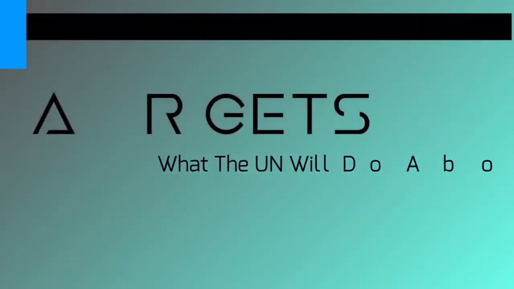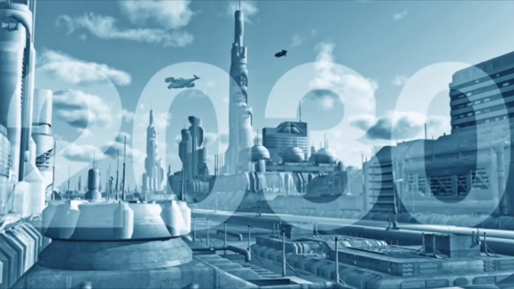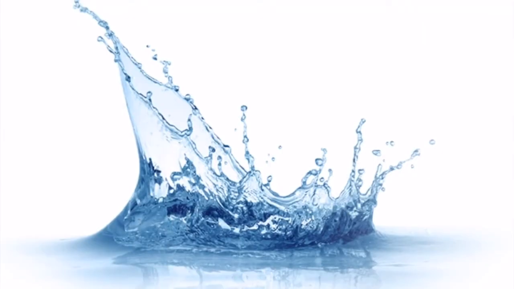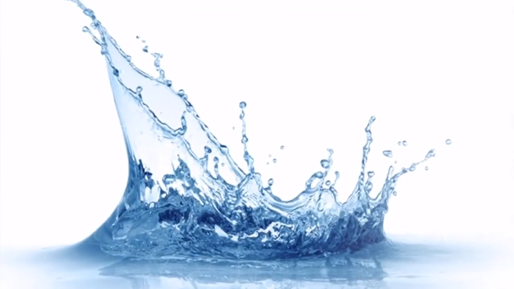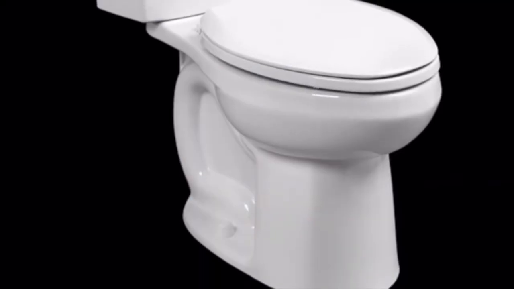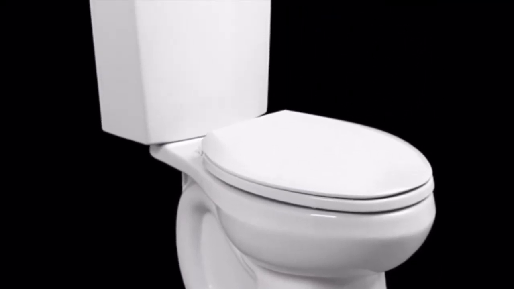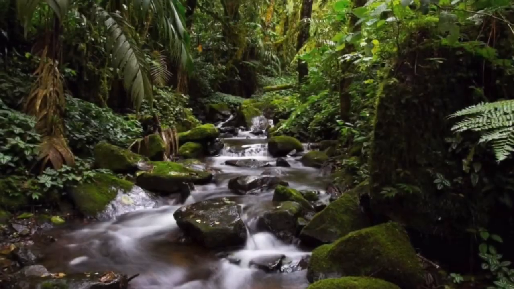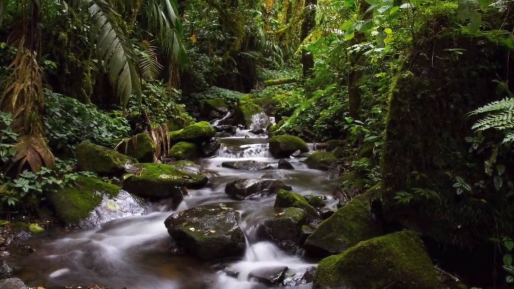Here's what the UN strives to do. By the year 2030, the UN would like to create reliable access to safe, affordable, and clean drinking water and adequate sanitation and hygiene facilities for all people. They would also like to preserve water-related ecosystems, including mountains, forests, wetlands, lakes, and rivers.